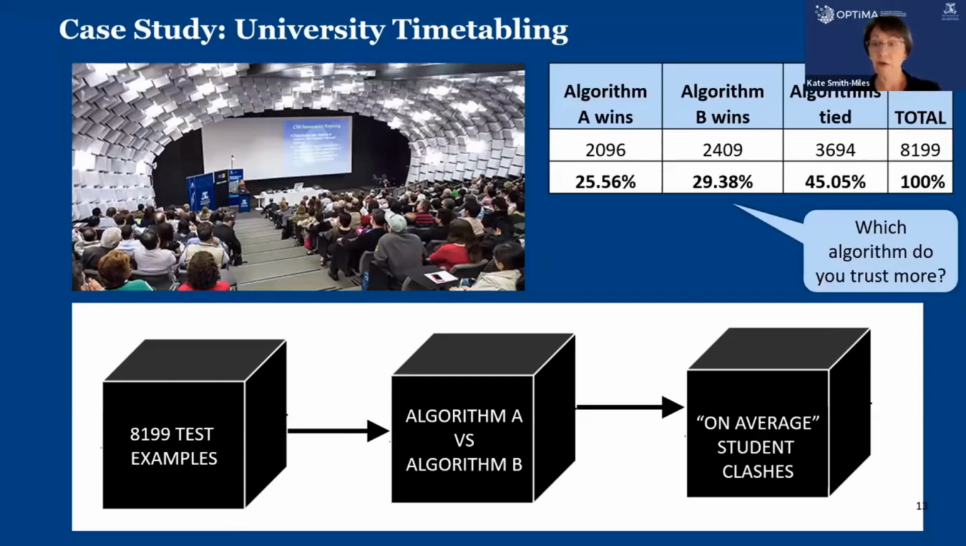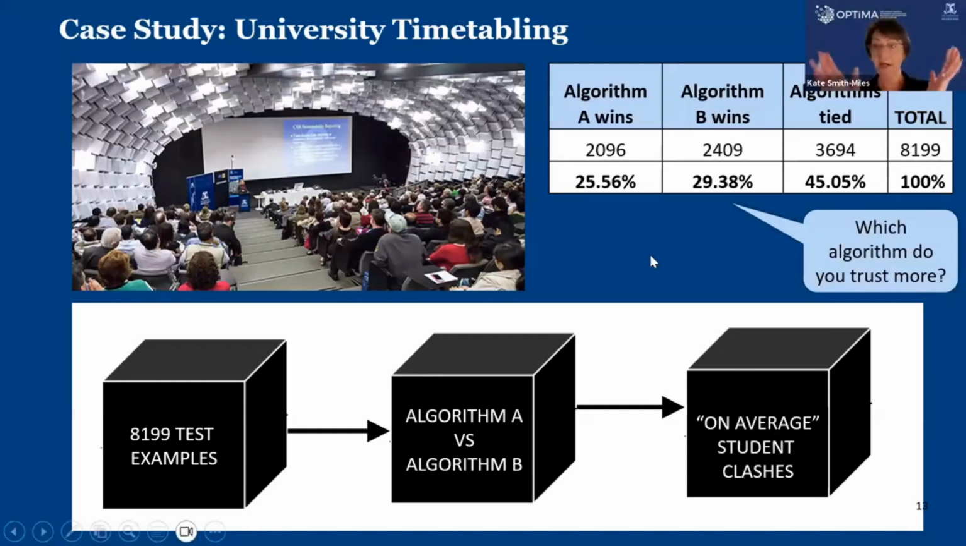They're both very good. They give similar results for 45% of the instances. 8,199 instances is a large number, so you're probably feeling like it's been well tested. And algorithm B has a slight edge, so you'd probably go with algorithm B. But I would encourage the purchaser to ask the questions, well, how many of those 8,199 test examples are like my instance? And which algorithm is best for my instances in my part of the instance space?